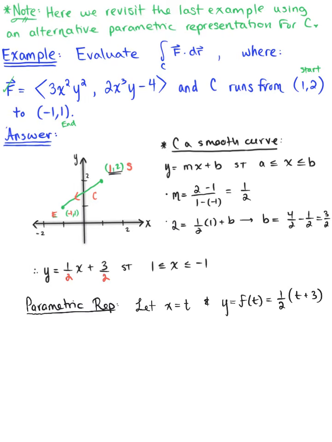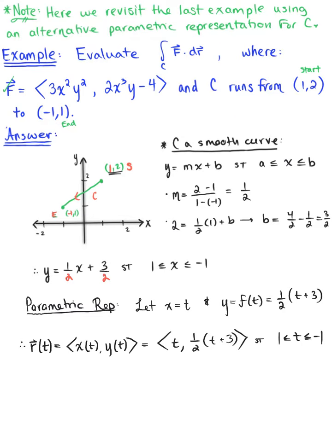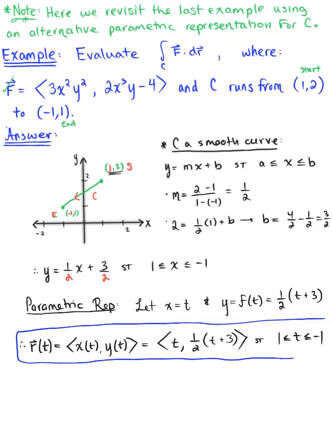So we have parameterized x and y, and we can say that therefore the parametric representation, our vector-valued function r of t, with the components x of t, y of t, is going to be defined here now as t, 1/2 t plus 3. And then don't forget your bounds. So this is such that t is greater than or equal to 1, less than or equal to negative 1. And again, those bounds are based on the curve's orientation, or what direction it's moving.